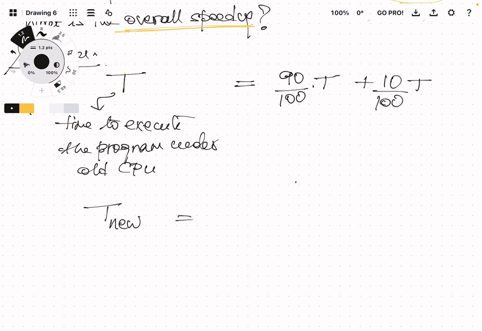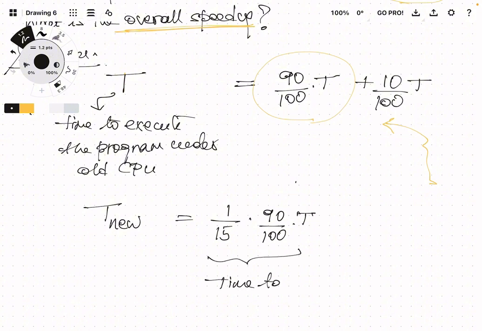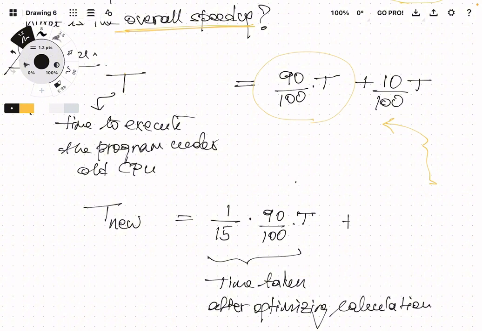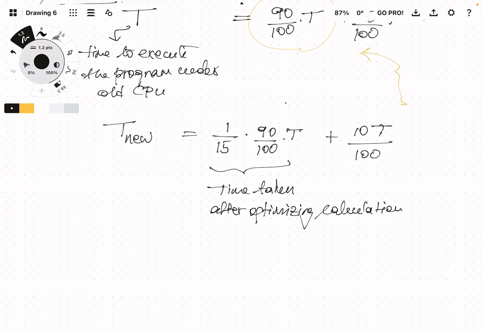It happens to be the same equation as the one on top, except this part is divided by 15. So our equation becomes 1 over 15 times 90 by 100 t. This is the time taken after optimizing the calculation. And since the other part of the calculation is not optimized, the time taken to execute that remains 10t over 100.